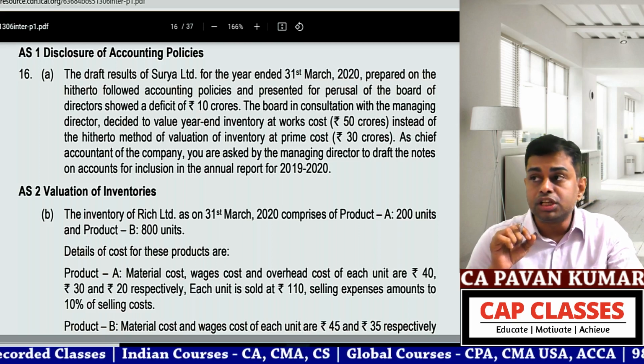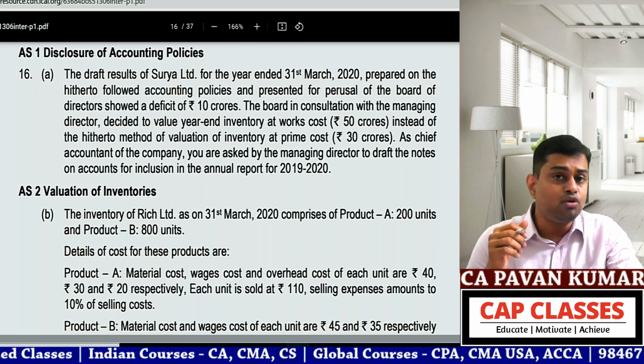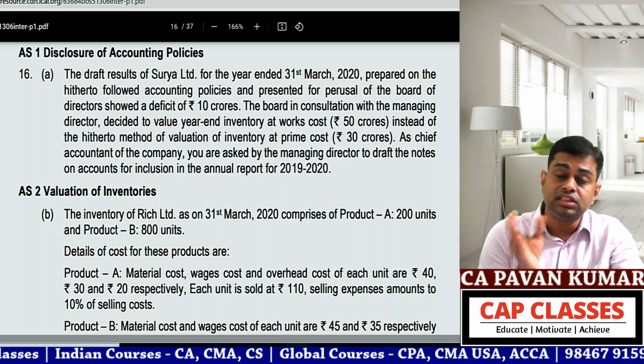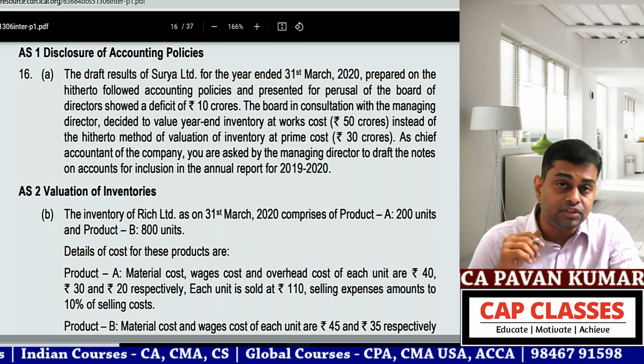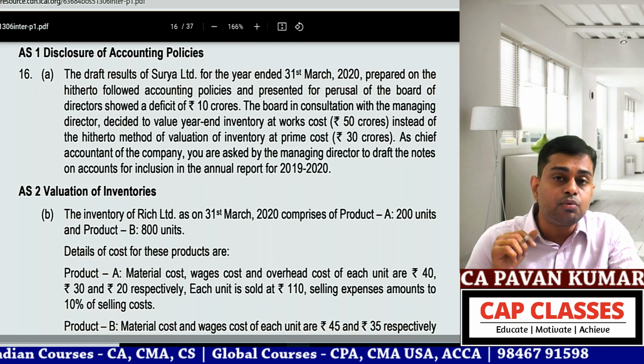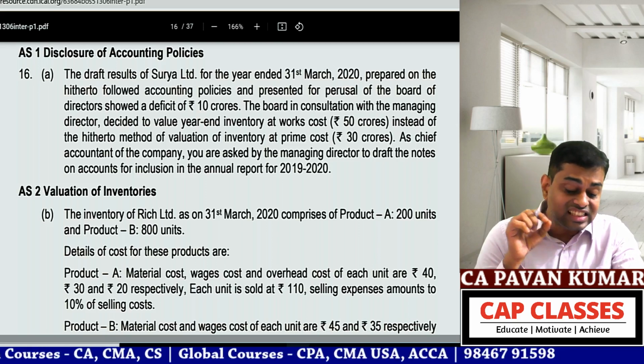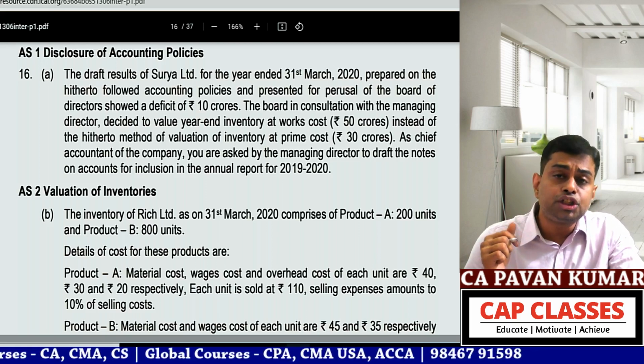I am starting with question number 16, which is the start of accounting standards. Okay. The first 15 questions are from other parts of the syllabus. Then from 16 onwards it is accounting standards. So 16.1. This is about disclosure of accounting policies.